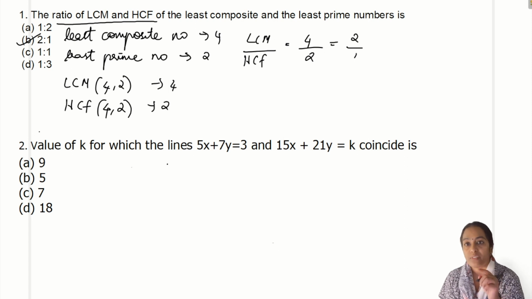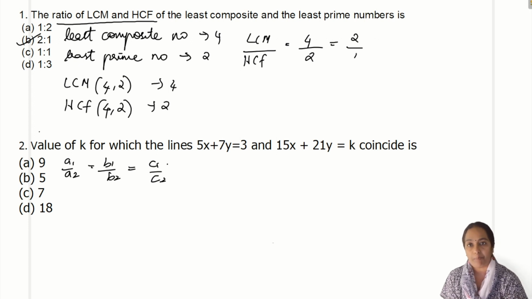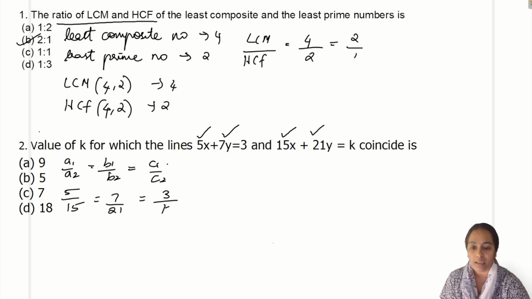The value of k for which the lines 5x + 7y = 3 and 15x + 21y = k coincide. Coinciding lines means overlapping lines. What is the condition for overlapping lines? It's a1/a2 = b1/b2 = c1/c2. This is the condition for a pair of lines to overlap each other. Here we have a1 = 5, a2 = 15, so 5 by 15. Then b1 = 7 and b2 = 21, so 7 divided by 21 equals 3 by k.